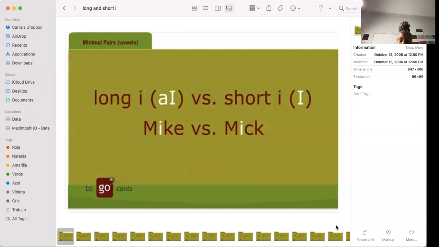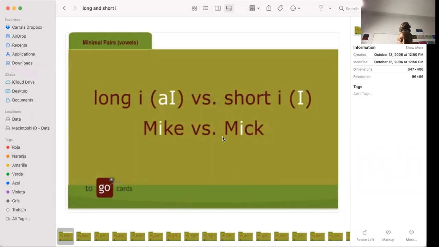I'm going to share my screen with you, and we looked at the long I. This time what I want to do is look at two vowels in contrast with each other. They're both the same letter, but let me share. Do you see the long I?